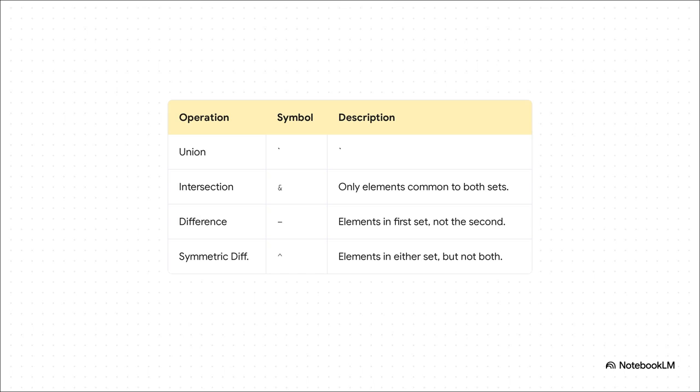Take intersection, for example. Let's say you have a set of all the customers who bought a laptop and another set of customers who bought a printer. The intersection of those 2 sets instantly gives you a new set of only the customers who bought both. Or what about difference? If you have a set of all your employees and another set of employees who finished their training, the difference instantly tells you who still needs to get it done. This is why sets are an absolute game changer for data analysis.